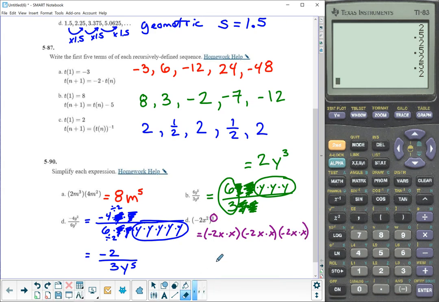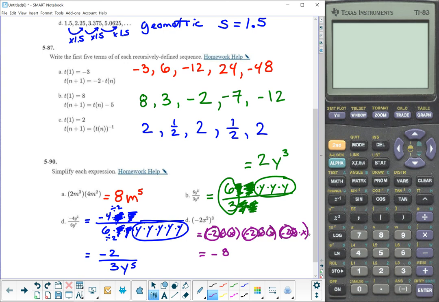Oops, negative 2 x, x. Okay, and then I'm going to go ahead and just combine what I can. So I have a negative 2 times a negative 2 times a negative 2, right? So negative 2 times a negative 2 is 4, and then 4 times negative 2 is going to give me negative 8. And then I'm going to see how many x's I have. I have 1, 2, 3, 4, 5, 6, and I'm just multiplying them together, no canceling like in B. So I have a total of 6 of them. So I'm going to have x to the 6th power, and that's my answer.